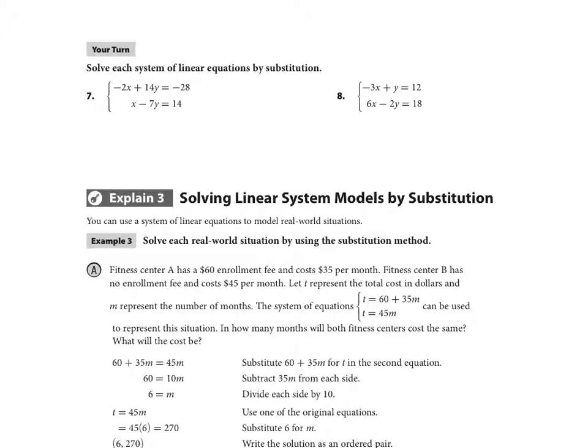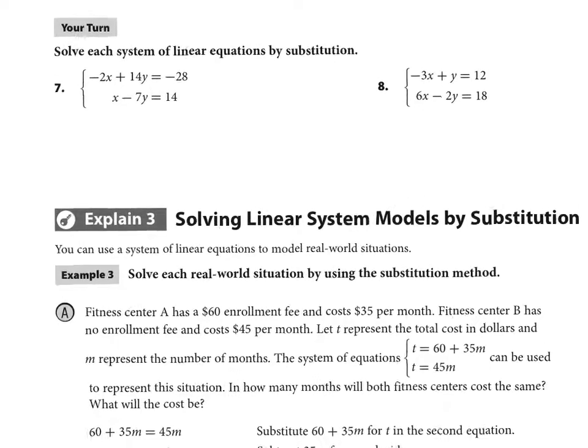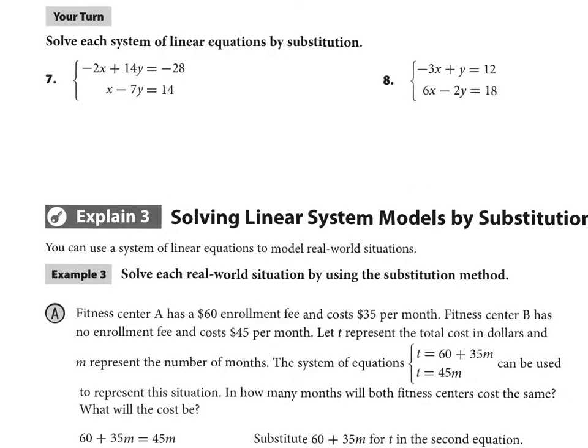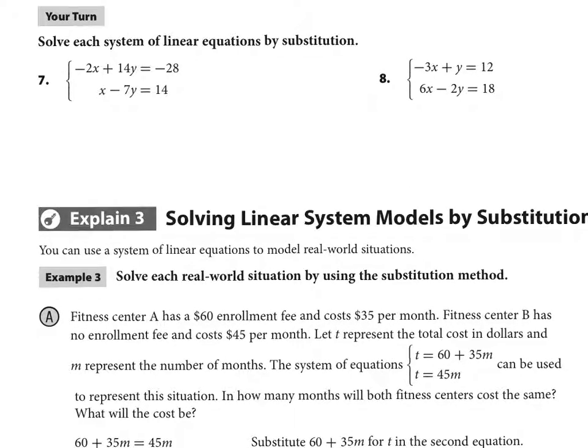So what I would like for you to do is work with me here on number 7, and I'm going to give you a chance to try number 8 because our special occasions still occur. So what does that look like? So in this case, again, look for a coefficient of 1. The x has a coefficient of 1 right here. So I'm going to solve that equation to get x by itself.